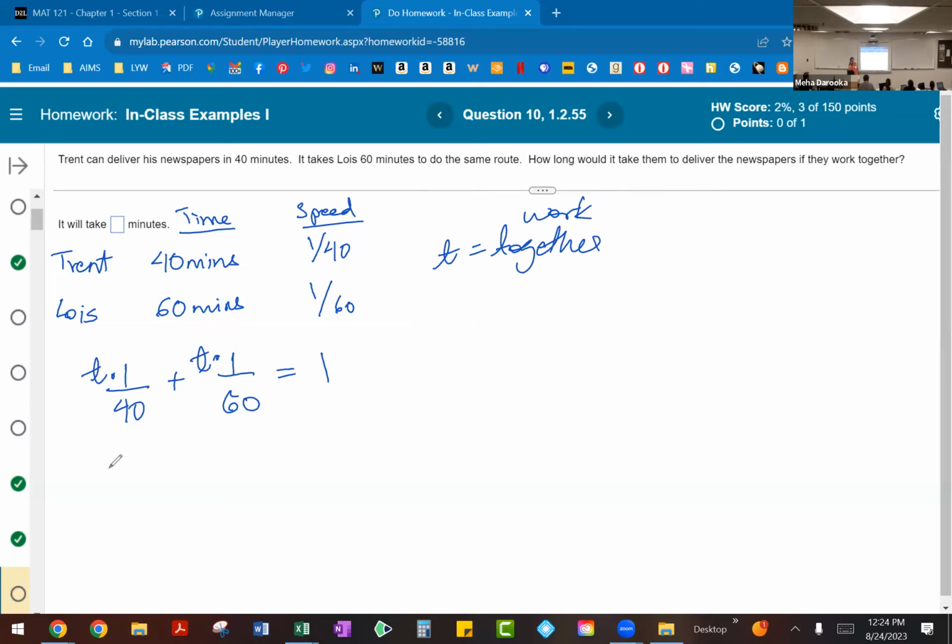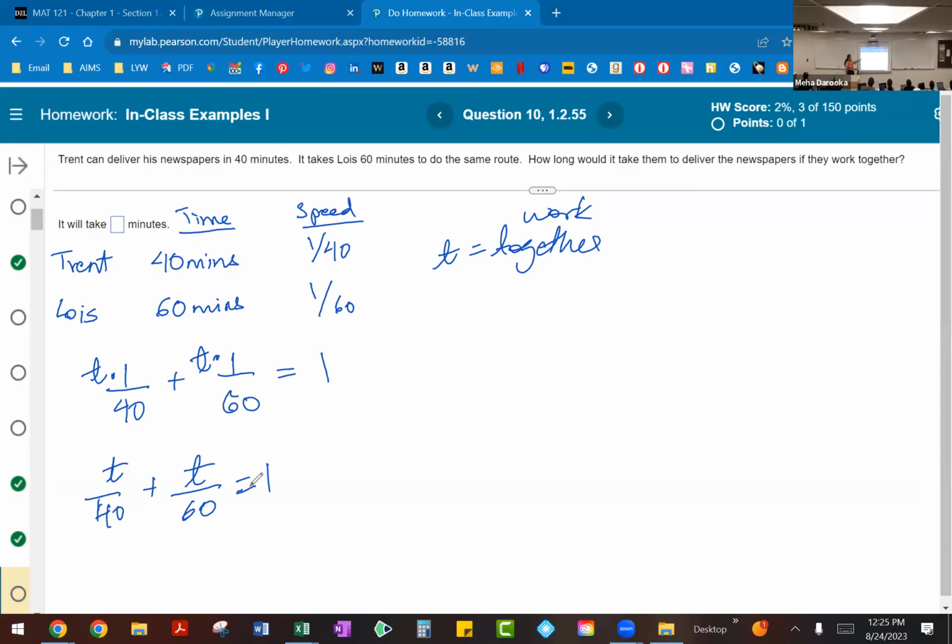So this is a general setup of when you are working with work problems. You take 1 over whatever the speed of that first person is, plus 1 over whatever the speed of the second person is. Add those two together, set it equal to 1, and then your numerator gets multiplied by whatever that unknown variable is, and in this case, we're calling it T.